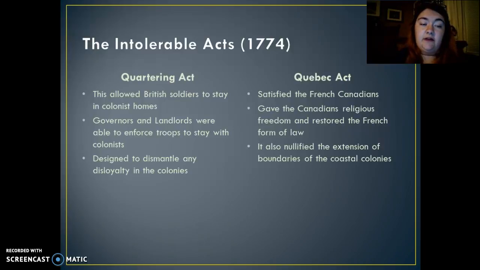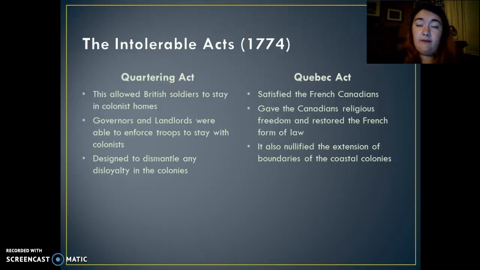Governors and landlords were able to force troops to stay with colonists that they looked over, in case there was any form of disloyalty, because it's kind of hard to plan a revolution when there's an enemy soldier sitting in your living room, and so that caused some issues.